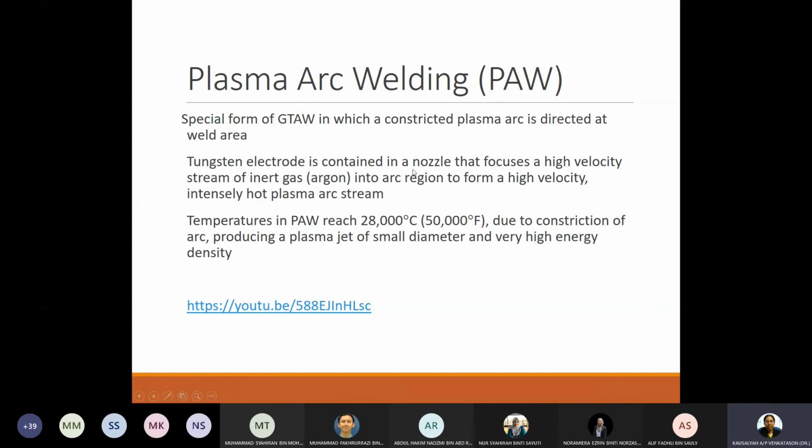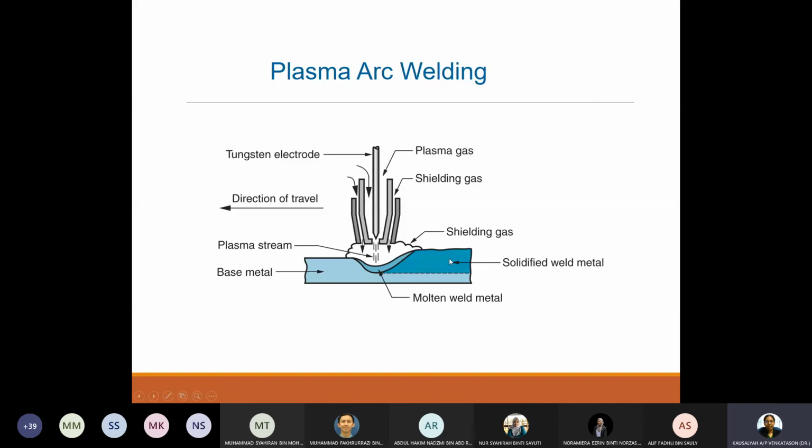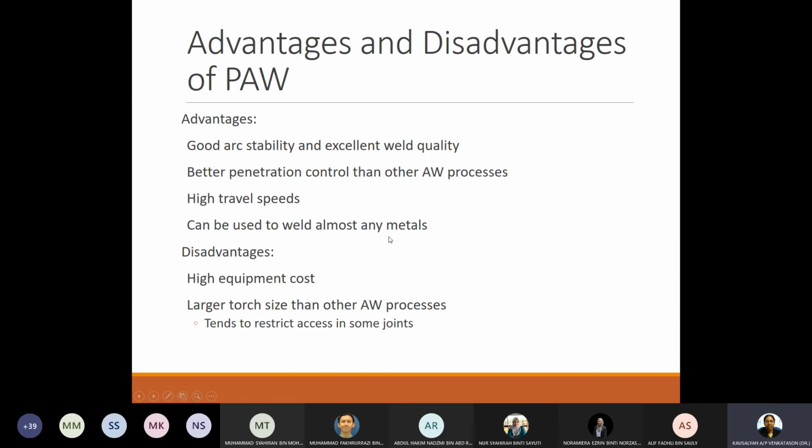The tungsten electrode is contained in a nozzle that focuses a high velocity stream of inert gas, argon, into an arc region to form a high velocity, intensely hot plasma arc stream. Okay, so you can see the temperature over here. All right, it's unimaginably high. Due to constriction of the arc, the temperature reaches this height, producing a plasma jet of small diameter and very high energy density. Okay, so you have your tungsten electrode, your plasma arc, and the shielding gas as it travels.